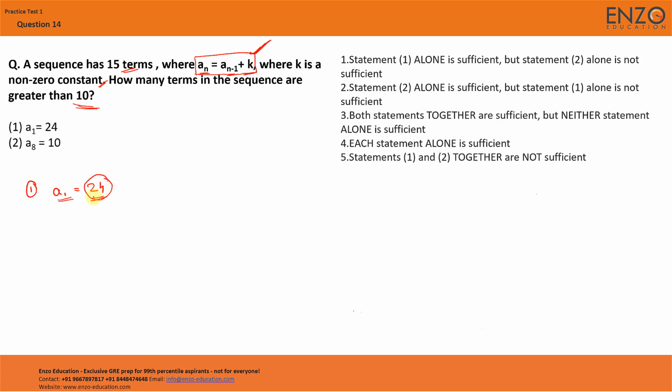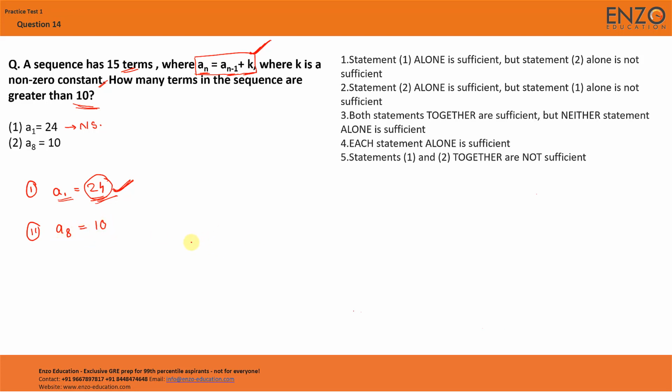Now we can have all the numbers of this sequence less than 10, or we can have a certain number of numbers less than 10. So we are not sure about this number, or we cannot get enough information just by the first number. Now let's look into the second statement. So the first statement is definitely not sufficient. Okay. Now the second statement is a_8 equals 10.